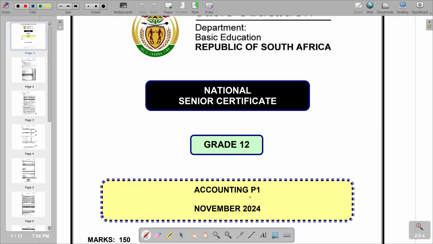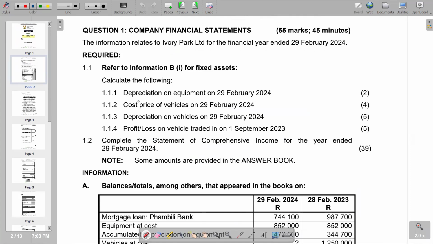In this video, I want to look at a question from November 2024. That is on the preparation of the statement of comprehensive income, and this is our paper one. So I'm going to a question. It's question one, and it's on company financial statements. Our question has 55 marks and requires you to spend on average 45 minutes.